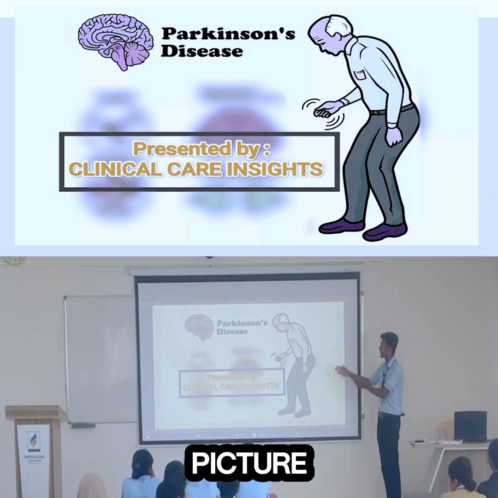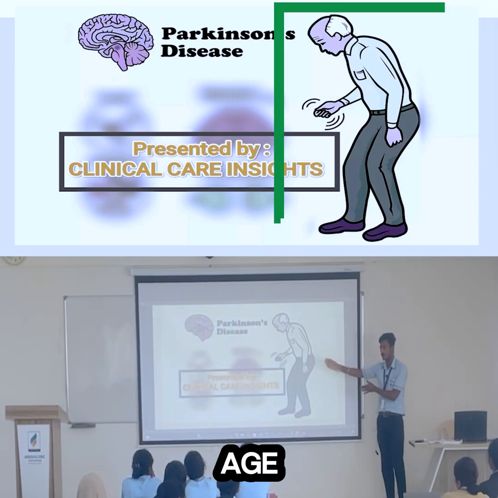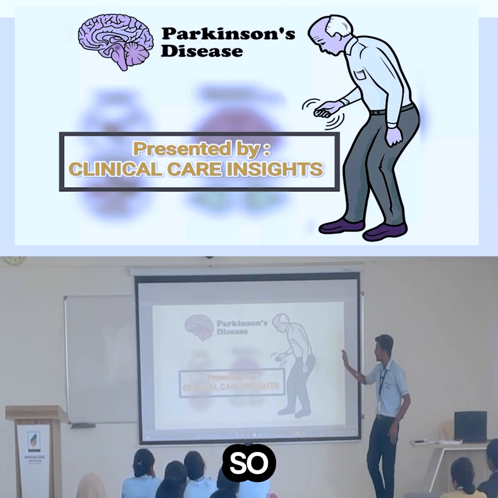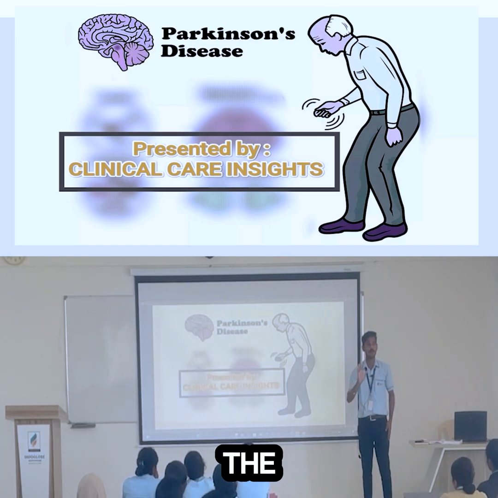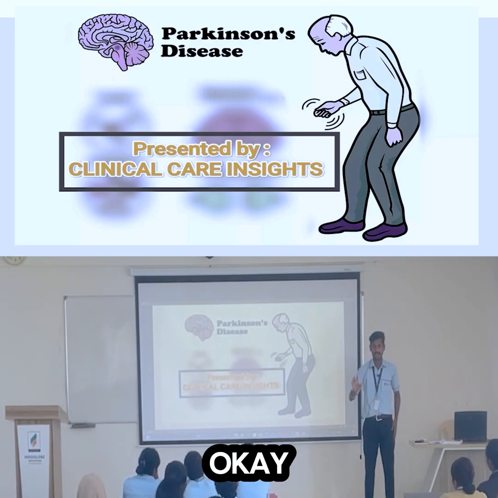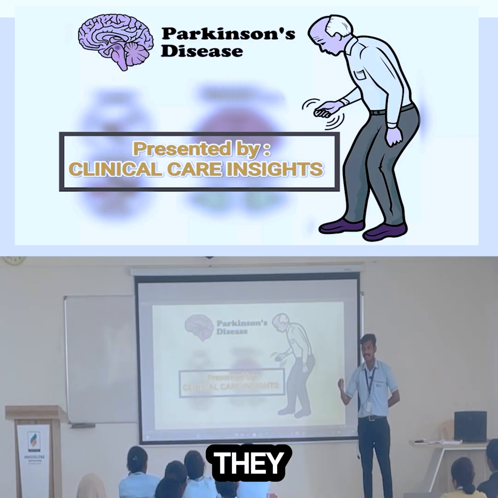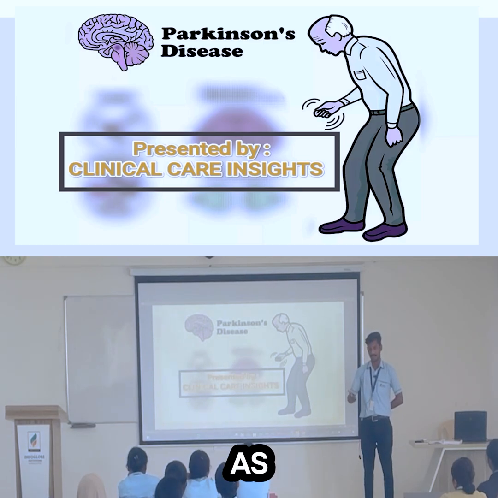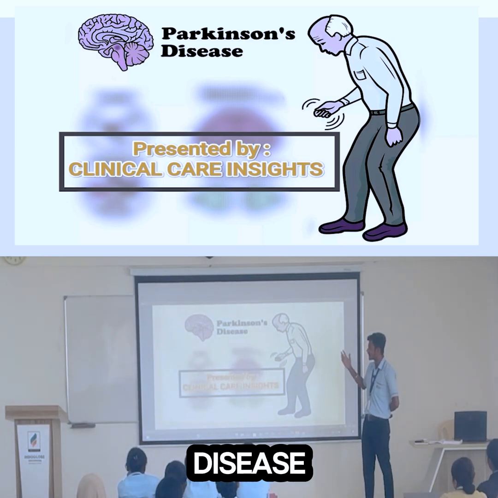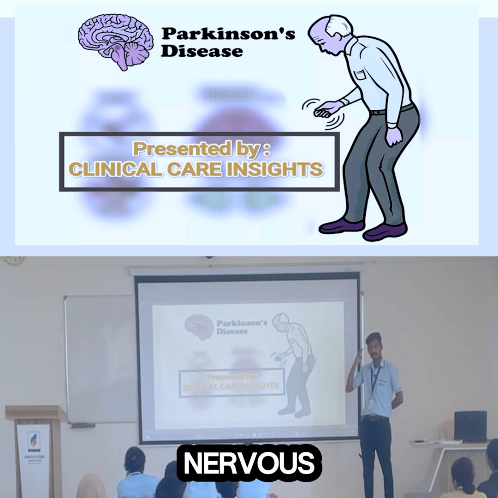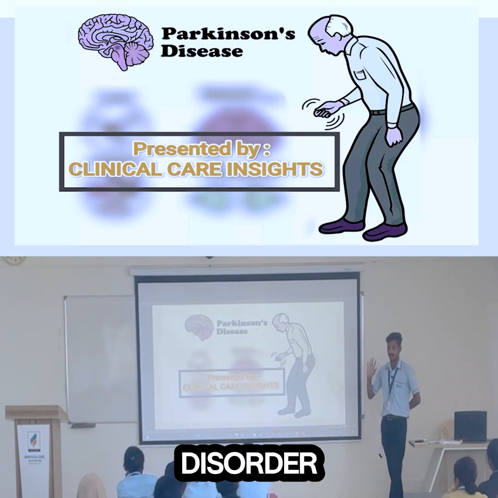As you are seeing in the picture, these are old age people. So this disease basically affects the old age person. You know that this is a neurodegenerative disorder, and as I said, most neurodegenerative disorders start occurring in old age. As we are growing, this disease starts attacking our nervous system.